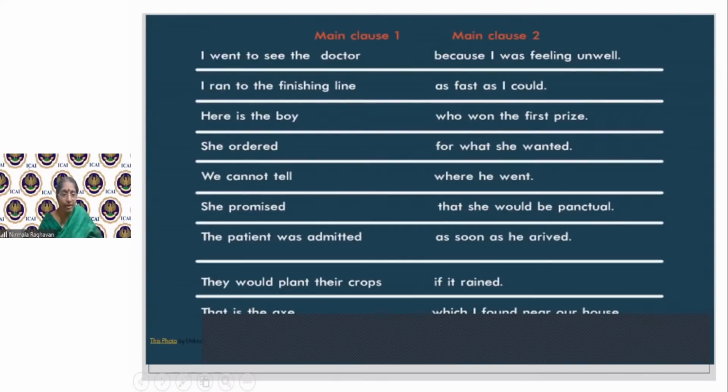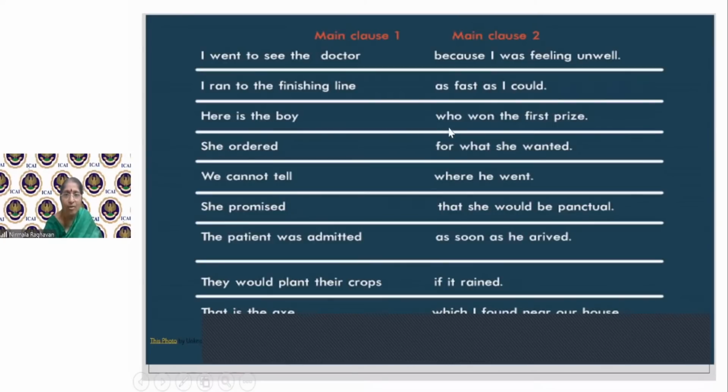Okay, you have here some more sentences where you have 2 main clauses in a sentence. A sentence can have 2 or more main clauses to make it long, winding, interesting. Okay. So I went to see the doctor because I was feeling well. If you look at the sentences, the middle sentence is connected with a conjunction, because.